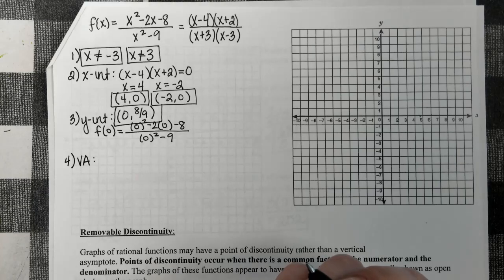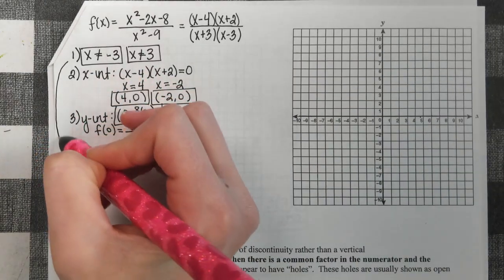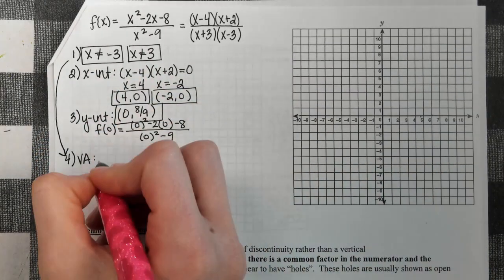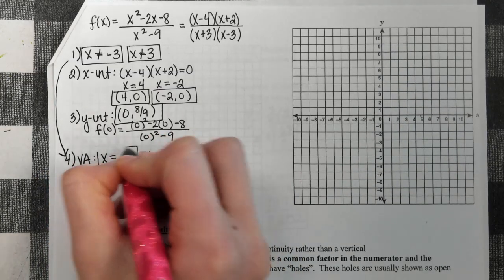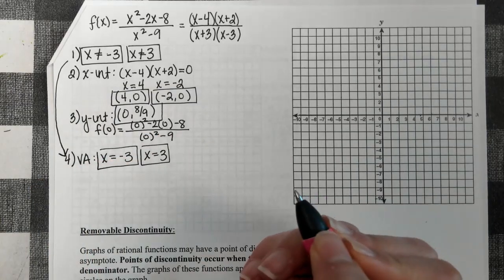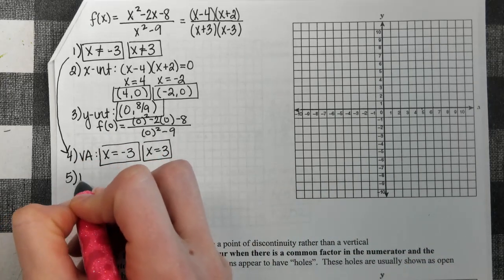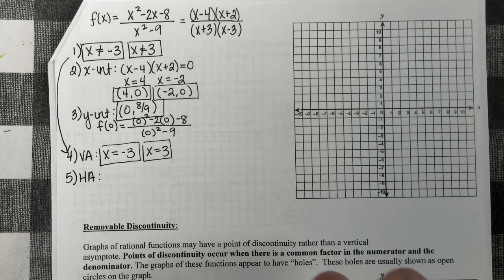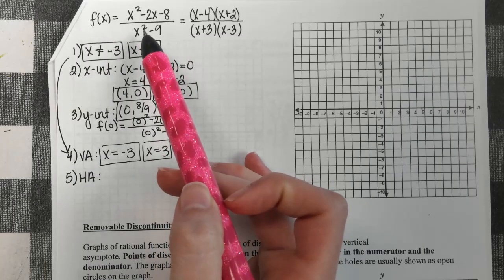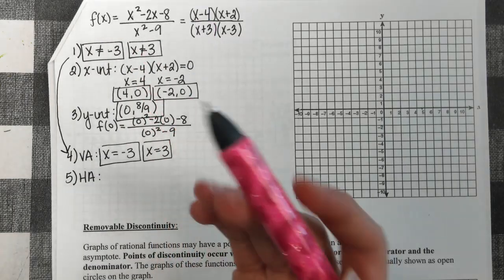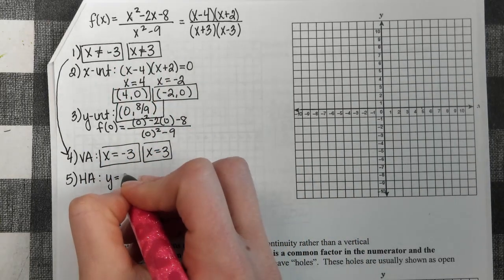Then for our vertical asymptote, what is that going to be? It's directly from your restriction. So x equals -3 and x equals 3. Now my horizontal asymptote, what's the degree of my numerator? 2. What's the degree of my denominator? They're equal. So I take the ratio of my leading coefficients. What are my coefficients? 1, so y equals 1.